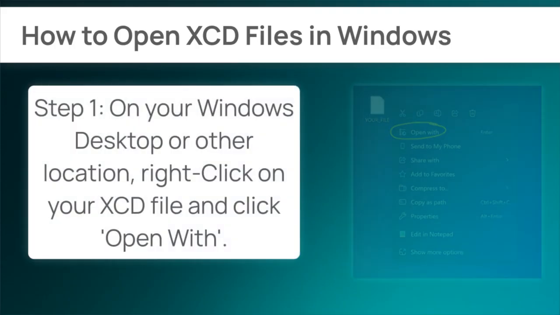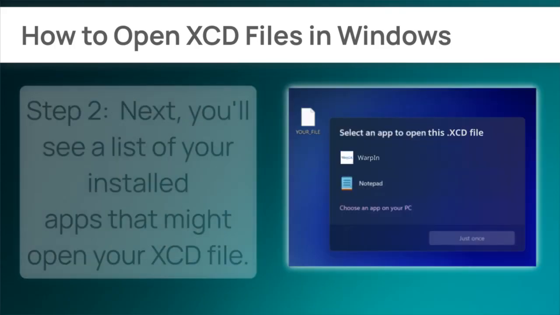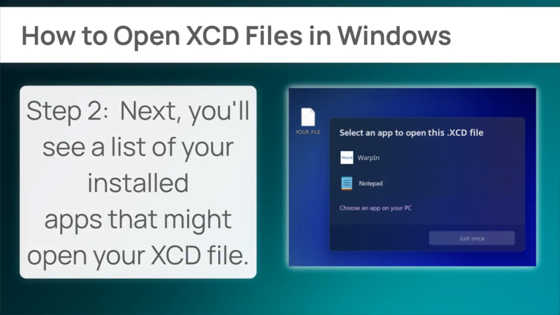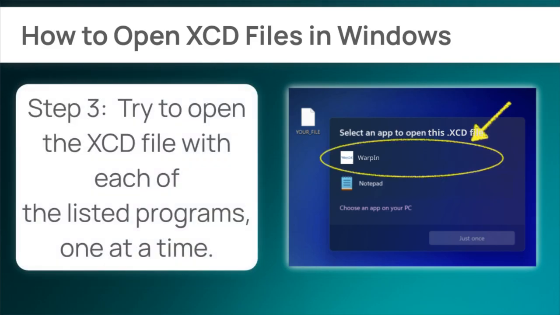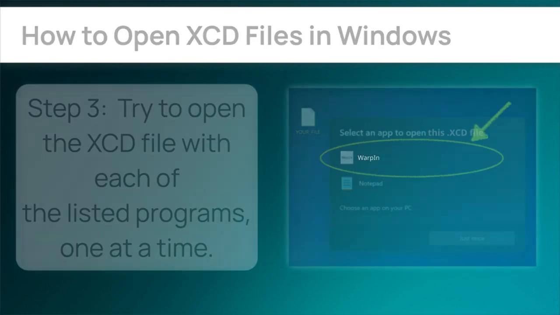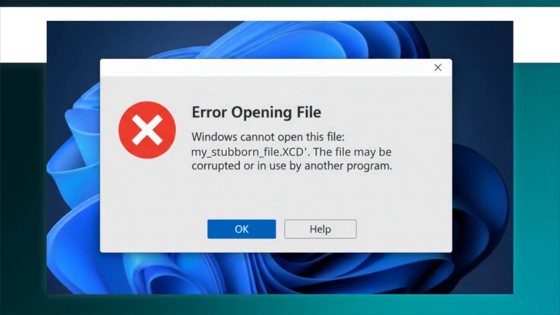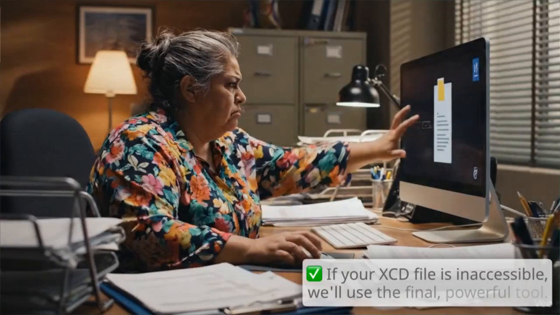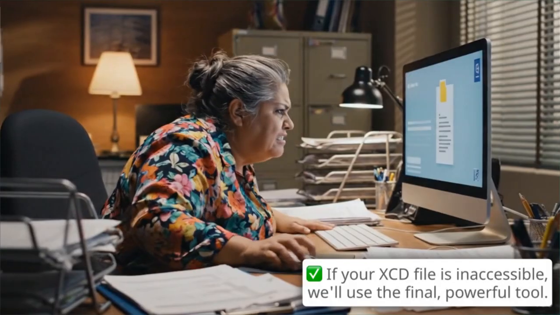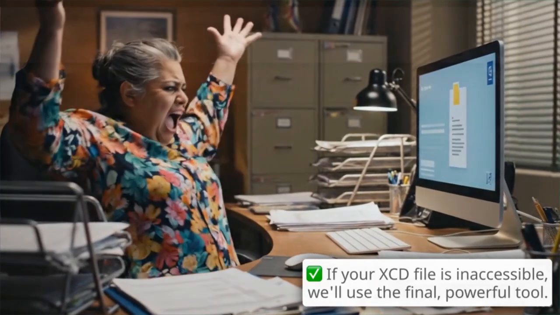To begin troubleshooting, right-click the XCD file and choose Open With. If you have WarpIN available, that's your first option. Otherwise, select another program. It's often necessary to test multiple apps. If the XCD file won't open, don't panic. Since the XCD file requires specific software, we must confirm the setup. Let's quickly review these key details on our preparedness checklist.